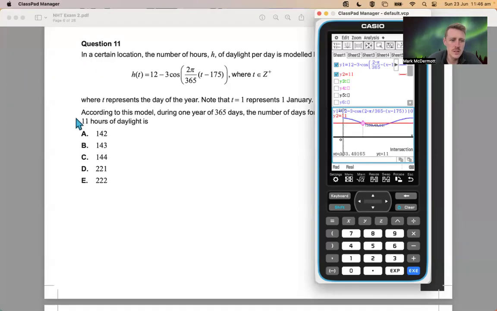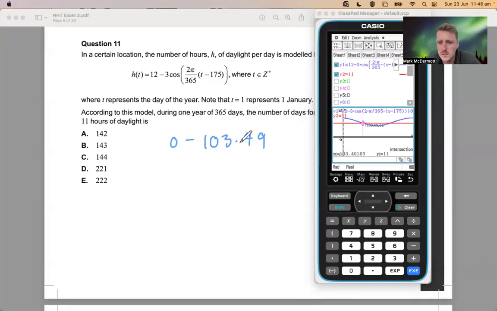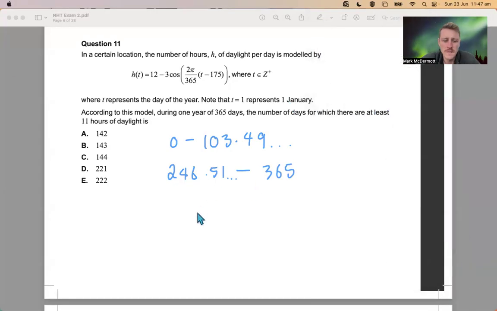Okay, let's write this down. From 0 to 103.49, you're getting 11 hours. And then the other intersection point is at 246.51. So from 246.51 to 365, you're getting 11 hours of daylight. So let's work this out now. That's 103.49 days. Let's write this.